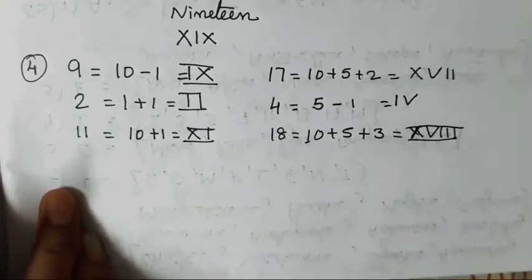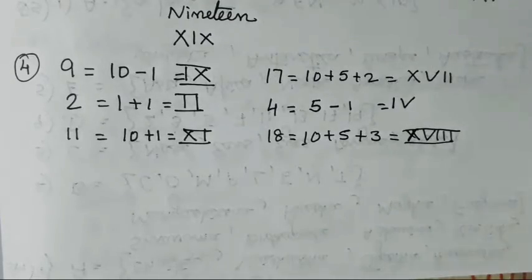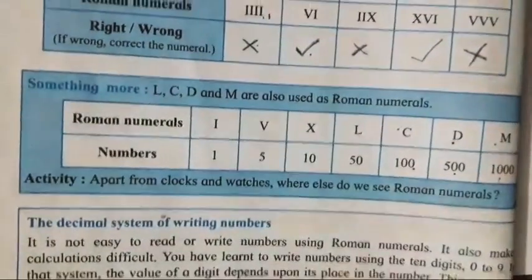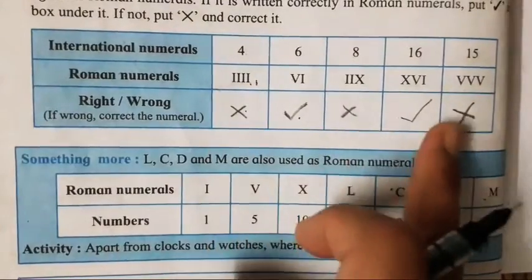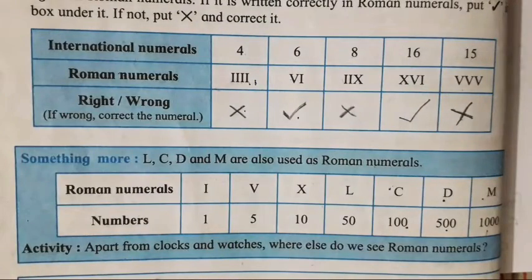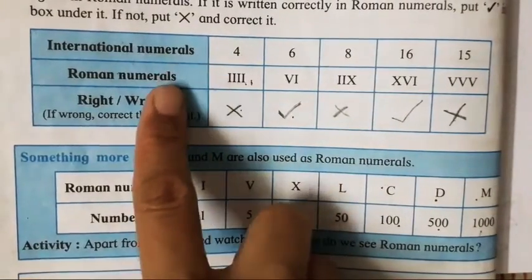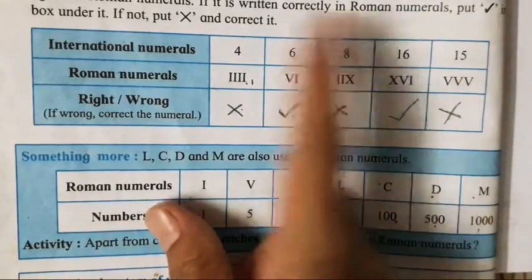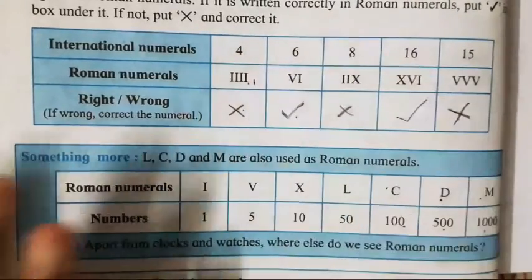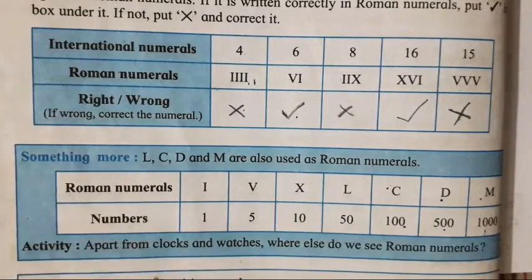Now the fifth question is in the form of, I'll show you in the textbook itself. It's in the form of right or wrong. Now this is very easy. You can do it on your own. I'm going to explain it in the textbook itself. Now these are international numbers, Roman numbers. They have given both the sequences, answers and question. Everything has been given. We have to only say whether it is right or wrong.